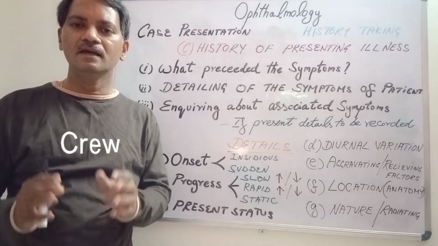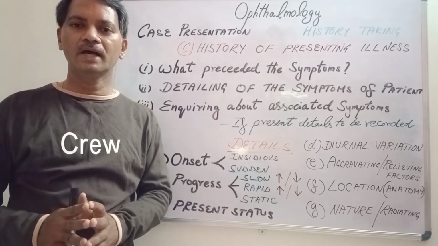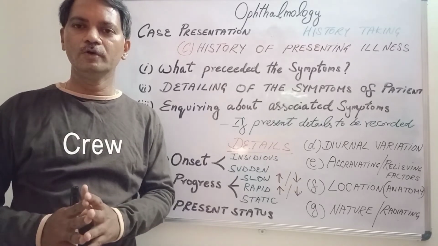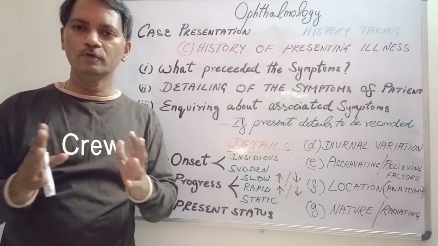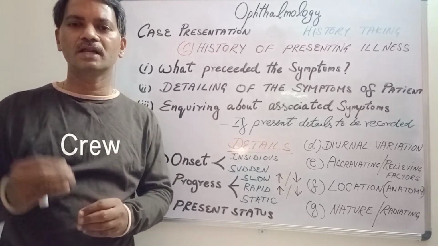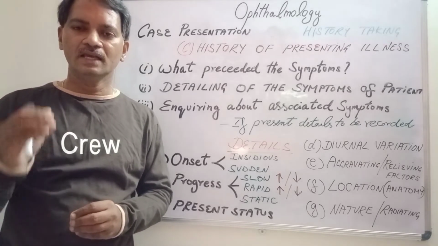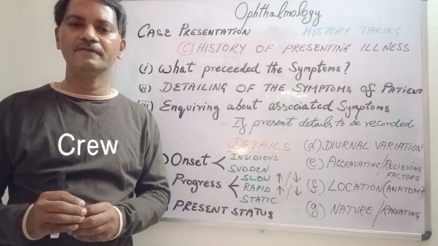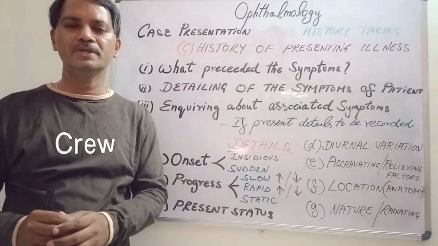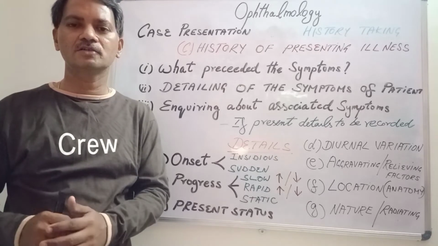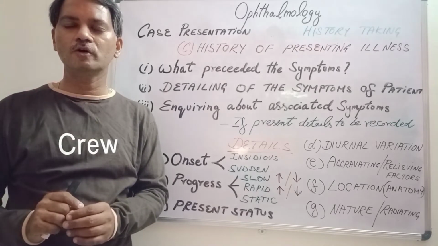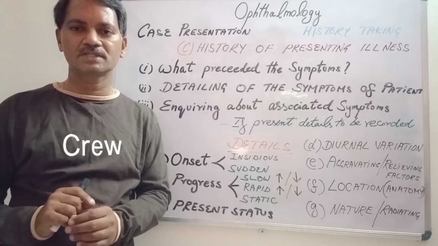do you have any problems in your vision? Do you have any redness in your eyes? Do you have any watering in your eyes? Do you have any discharge in your eyes? Do you have any swelling in your eyes? Like that, you can ask so many things. You can ask about irritation in the eyes. Suppose the patient says, I am having irritation in my eyes also, and all the other things, defective vision, swelling in the eyes, redness, everything is absent, then this irritation should also be added into the symptoms.